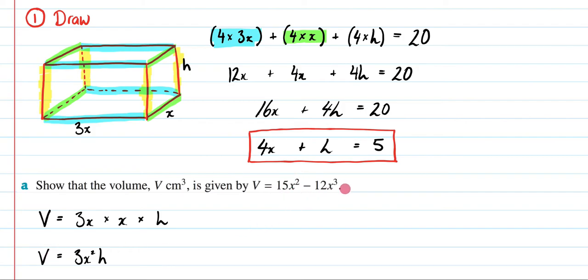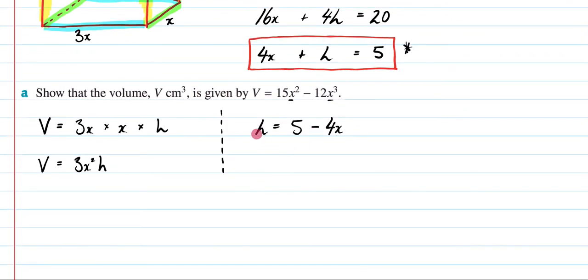When we compare it to what they've given us here, what you notice is that we've only got one variable here, x, while over here we have two. We have x and h. So obviously what I want to do is get this in terms of just one term. I just want it in terms of x. To do that, I'm going to have to utilize this right here. So let me just divide this up for a second. I'm going to write this so it's h equals 5 minus 4x. So I just minus 4x from both sides.